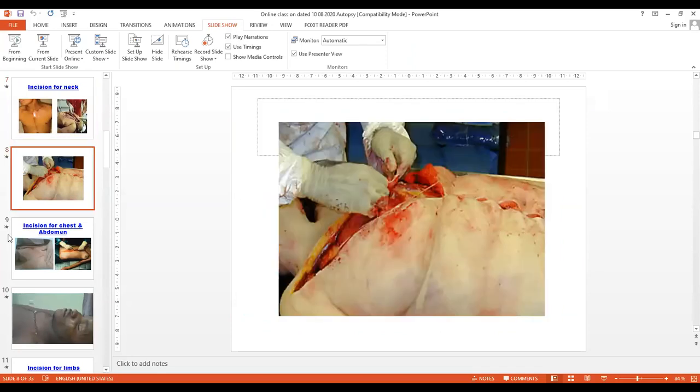Look here, this is the Y-shaped incision, modified incision. It was started from this area, joined up to this area on both sides, and it is united on this area, and then an I-shaped incision is taken forward up to here. This shape is called the modified Y-shaped incision. Usually the Y-shaped incision can start from the neck area, but this is the start for the modified one. This looks like a Y-shaped incision, so this is called the modified Y-shaped incision.